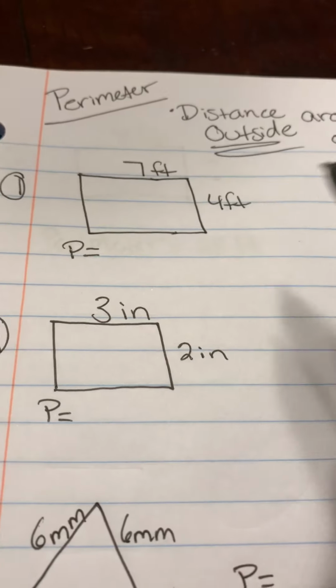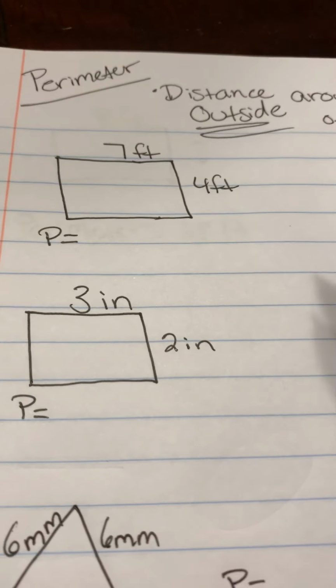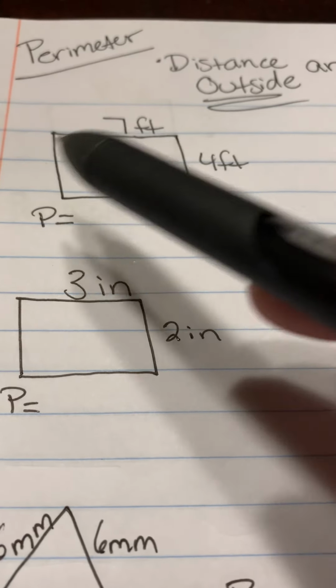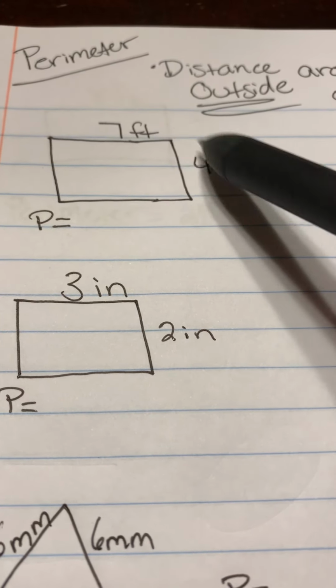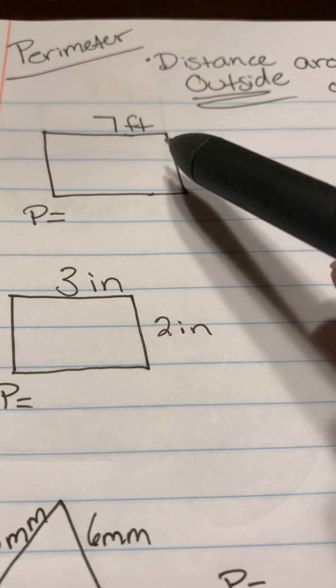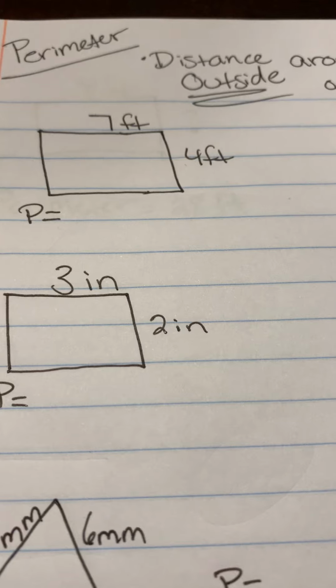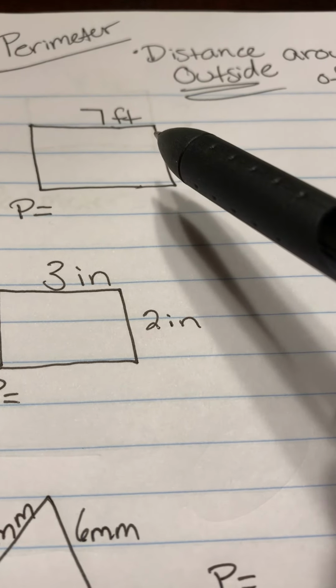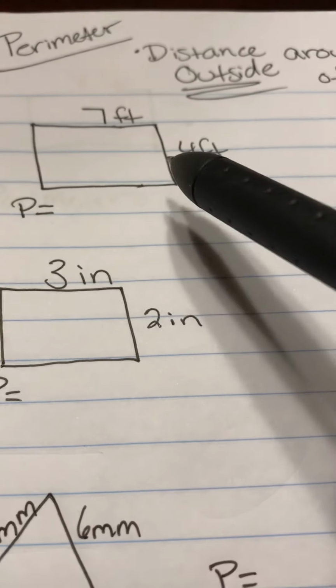So number one, I'm sorry for my messy handwriting. I'm trying to do this quickly. I've got a rectangle here that has 4 sides. I have 7 feet labeled here and 4 feet labeled here. Now, I cannot just add 7 plus 4. Why? Because this shape has 4 sides, and to find perimeter, I have to add up all of the sides.